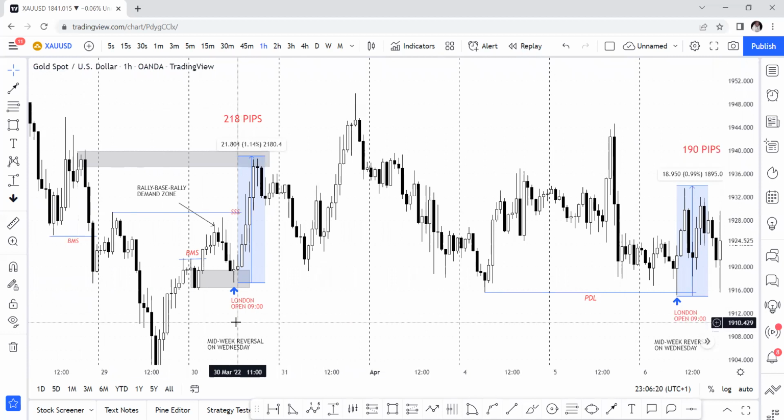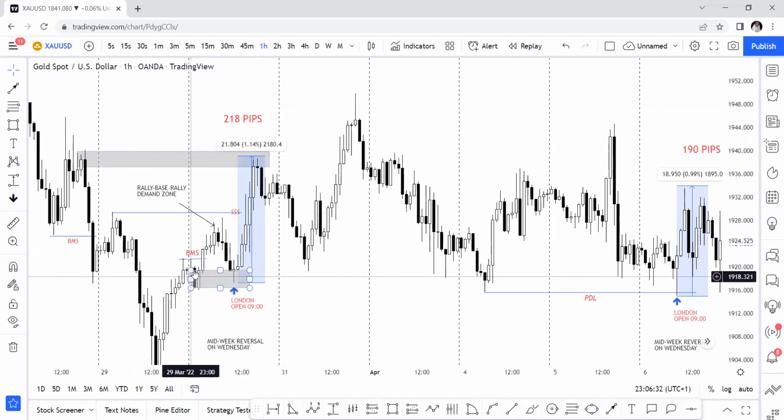Then on the last Wednesday of March, which is 30th of March, this is what happened. This is what we get, rally. Then after this place, we have a push downward into this, because this is stronger demand, a push down. Then 10 o'clock, which is, 9 o'clock, which is London open.